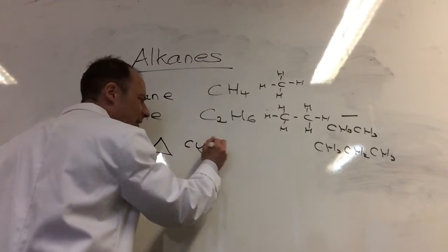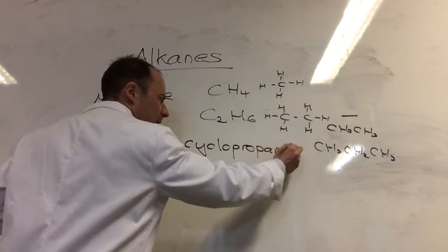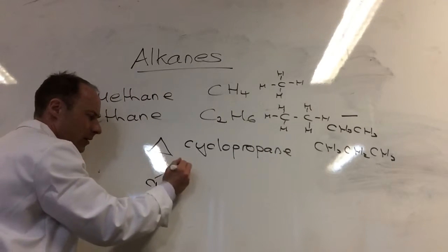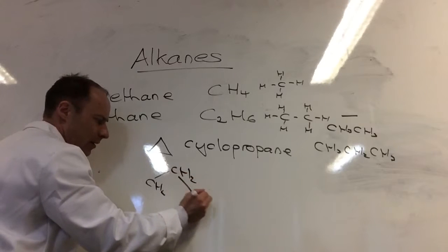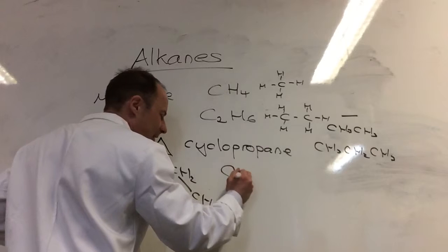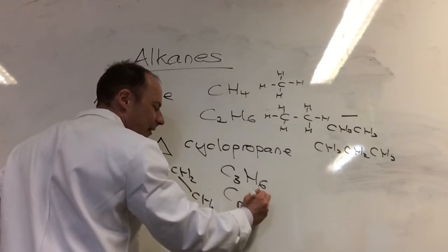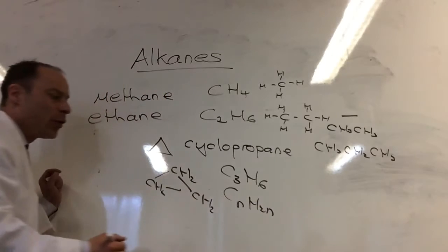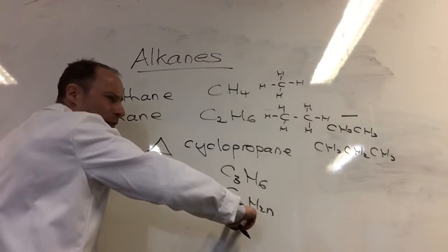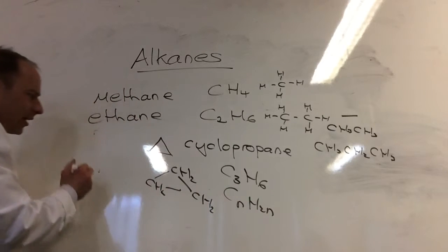That would be cyclopropane. And the formula, so it's going to be CH2, CH2, CH2, like so. So that would be C3H6 or CnH2n. You've got to be careful, because that is a general formula, of course, for an alkene, a linear alkene. But that would be a cyclo.